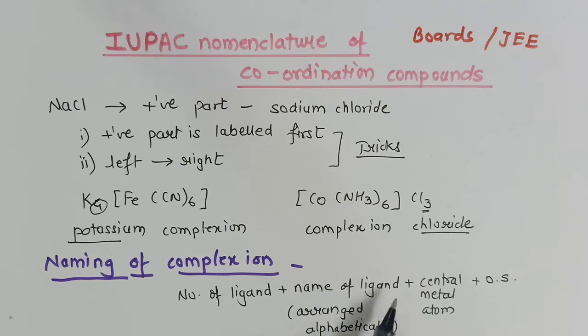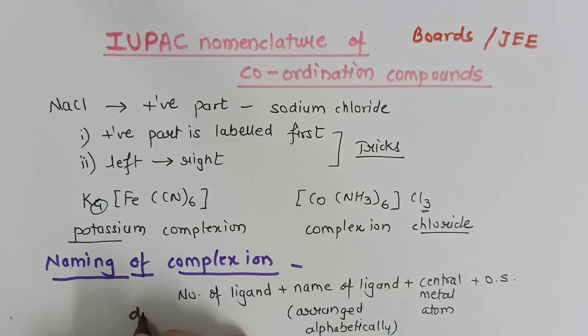Now come to this point. The names of ligands should be arranged alphabetically, irrespective of the charge, irrespective of the number of the ligands. Irrespective of all these, you have to arrange all the ligands alphabetically. For the number of ligands, we use di, tri, tetra, penta, hexa and so on. But there is one exception in this case.